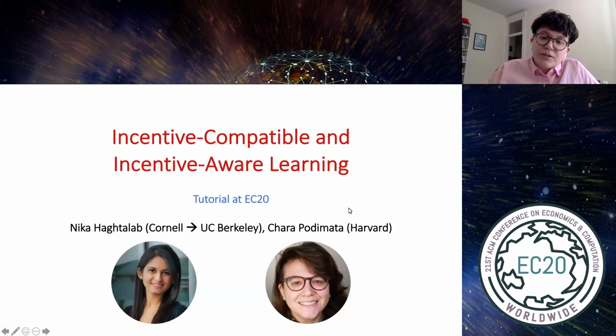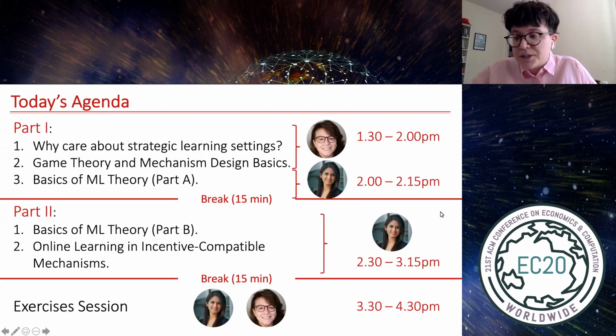Okay, and just a word on today's agenda before I start with the material. We will split today's agenda in two parts. In part one, I will explain why we care about strategic learning settings, and I will also give some basics for game theory and mechanism design. Then Nika will talk to us about basics of machine learning theory. This will be split into two parts. The first part will come before the break. We will have a break of 15 minutes and then Nika's second part of the basics of machine learning theory. Afterwards, Nika will talk to us about online learning in incentive compatible mechanisms. Then we will have another 15-minute break. Afterwards, we will come back in the other links that you have for the exercises session, which will be 1 hour. Both Nika and I are going to be in this session.